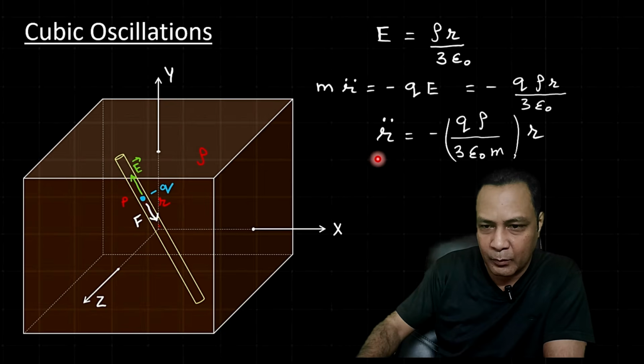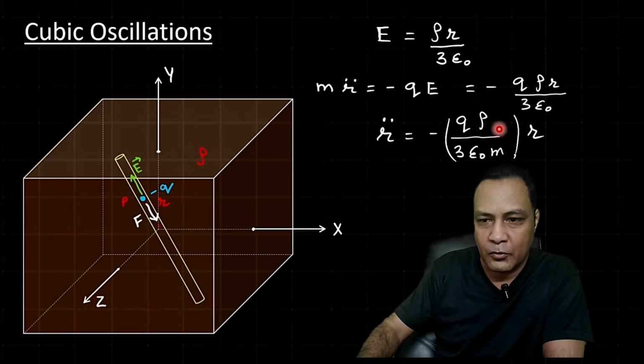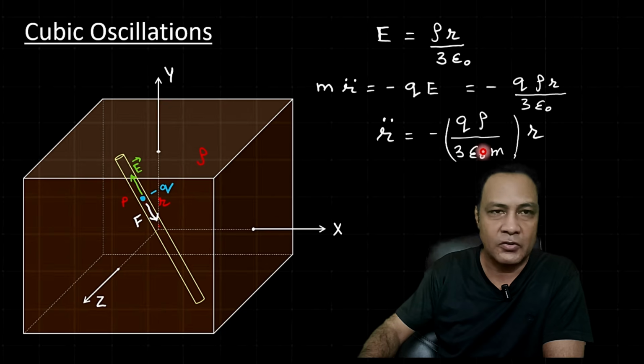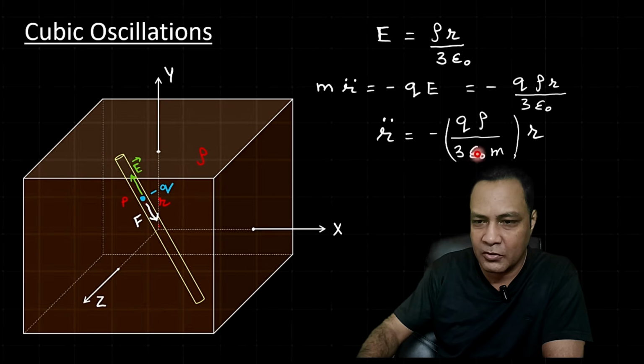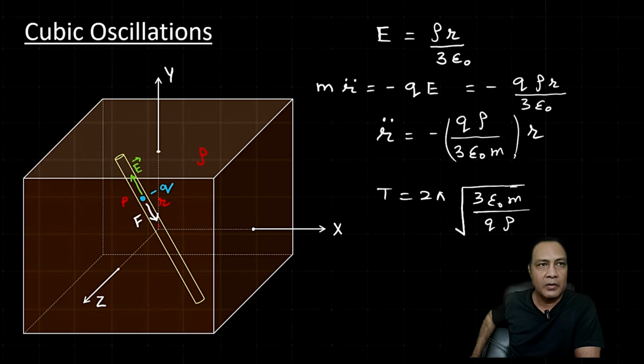Acceleration is directly proportional to r and opposite to it. And that proportionality constant is the square of the angular frequency. So this is omega square. So omega is the square root of q rho divided by 3 epsilon naught m. So the time period is 2 pi by omega. So the time period comes out to be 2 pi square root of 3 epsilon naught m divided by q rho. So that is this question.